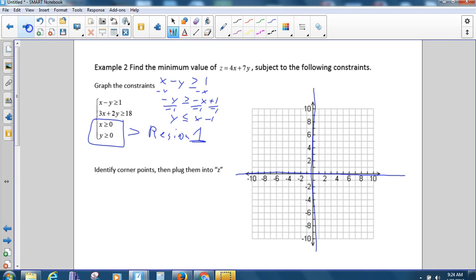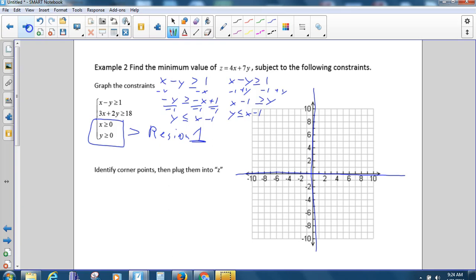A way to avoid that would be to move this over that way and move this over that way. And what you end up with is y is less than or equal to, again, x minus 1. And if you're more comfortable seeing it this way, you end up with the same thing. Okay? So now I'm going to go ahead and graph that.